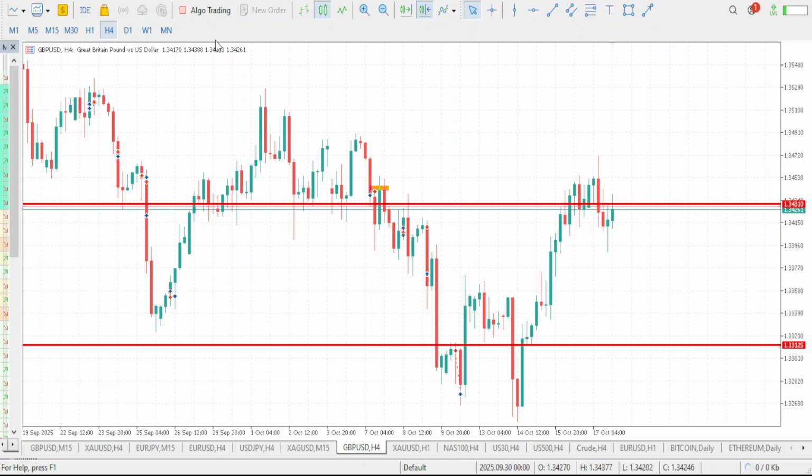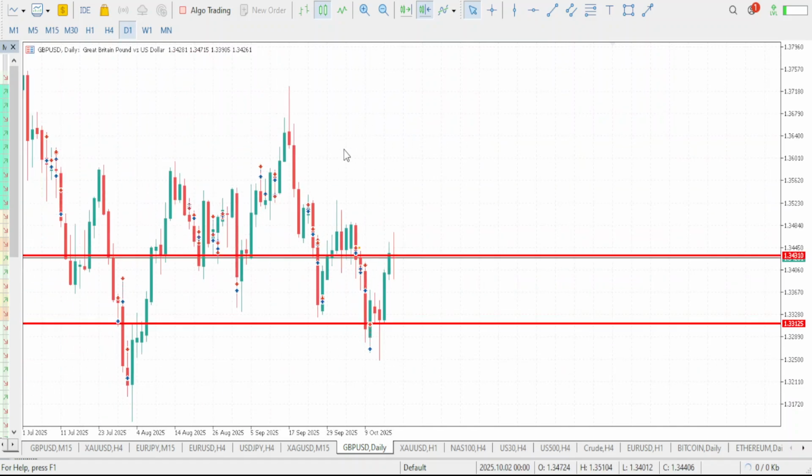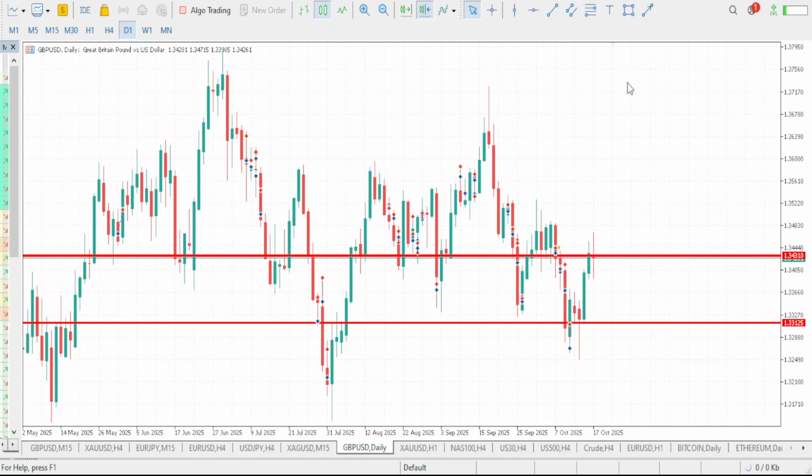So let's see what we will be expecting this week on GBP USD. Let's start with our trend on our daily time frame. Our full trend on GBP USD is a downtrend move. This is our GBP USD. We are on a downtrend move.